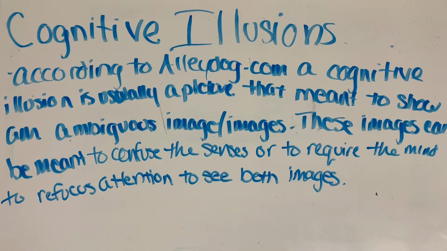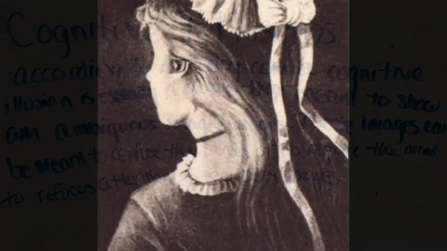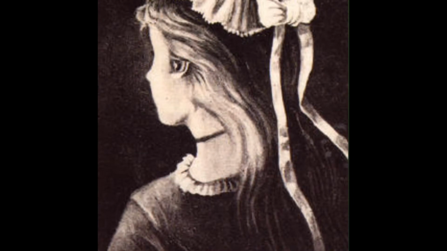Cognitive illusions. A cognitive illusion is usually a picture that is meant to show an ambiguous image or images. These images can be meant to confuse the senses or to require the mind to refocus attention to see both images. In this image, some say they see an old lady, and some say they see a young girl looking away. This is because these images are meant to confuse your brain by confusing your senses.